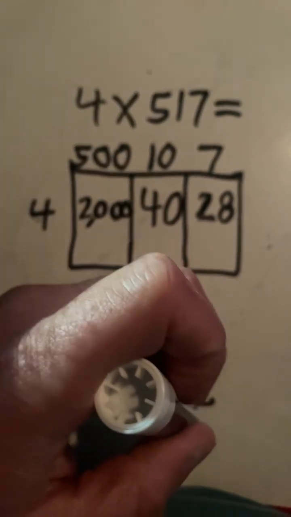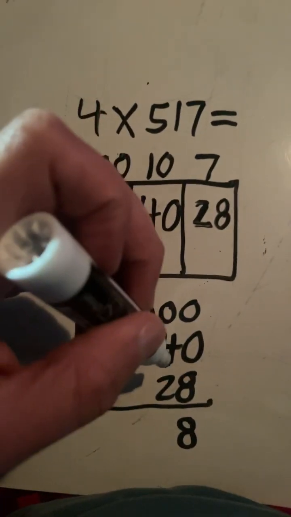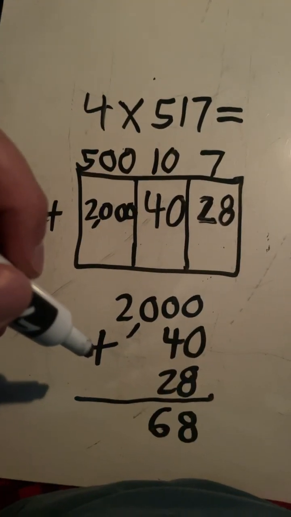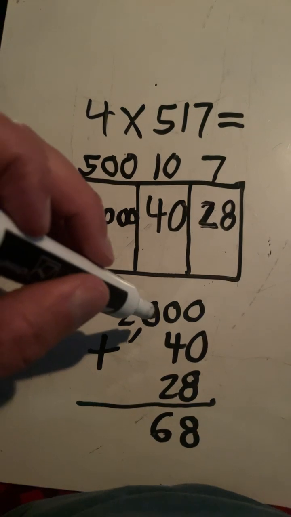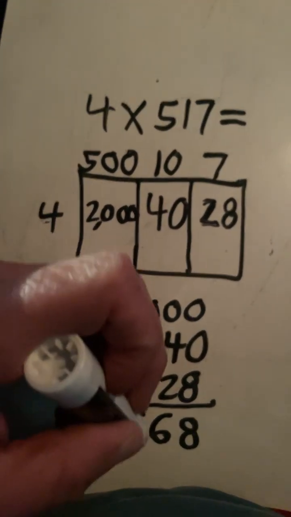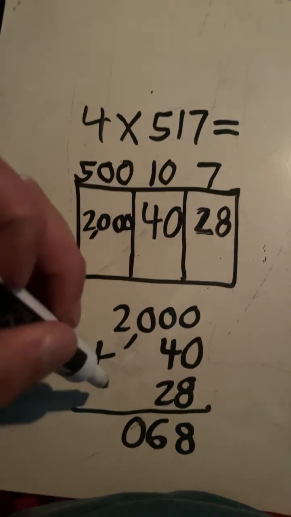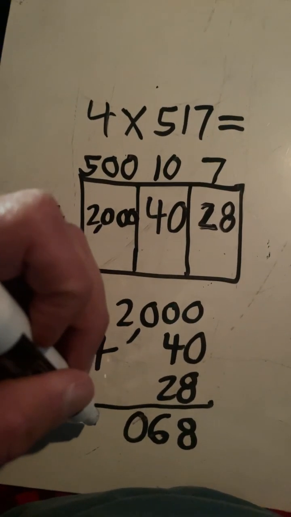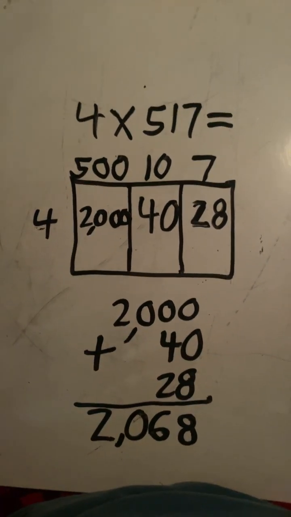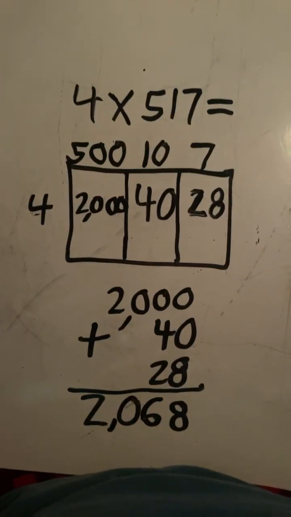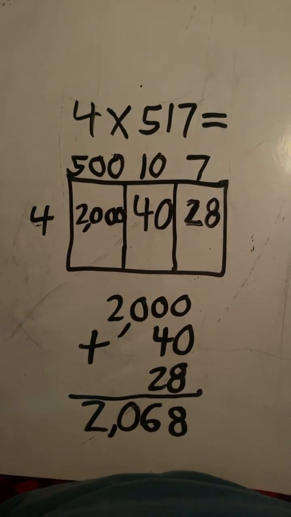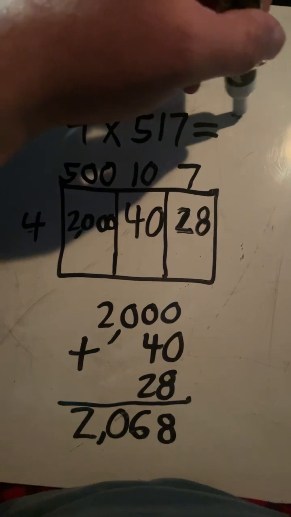0 plus 8 equals 8. 0 plus 4 plus 2 equals 6. 0 plus 0 equals 0. 2 plus 0 equals 2. And we have our final answer. 4 times 517 equals 2,068.